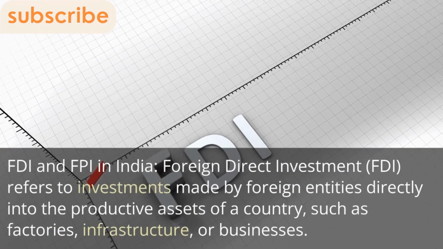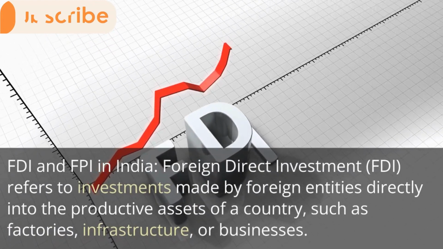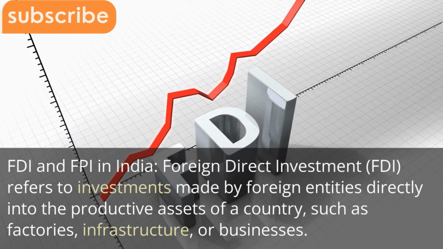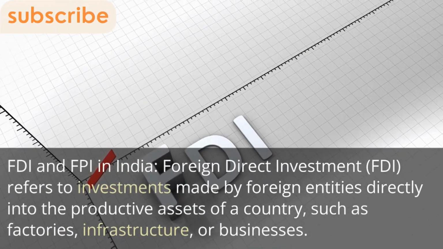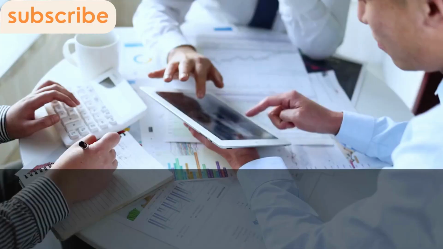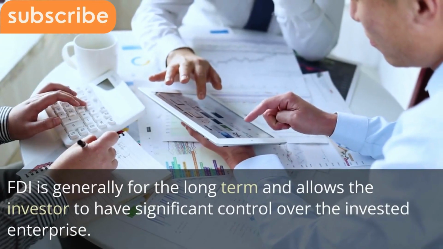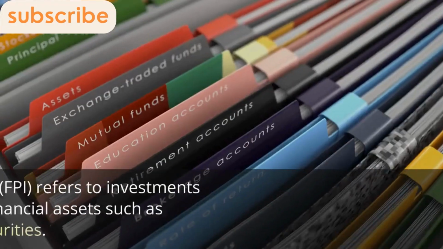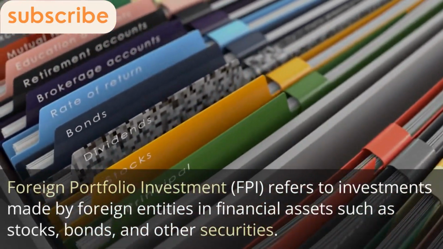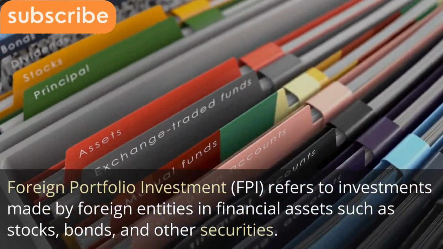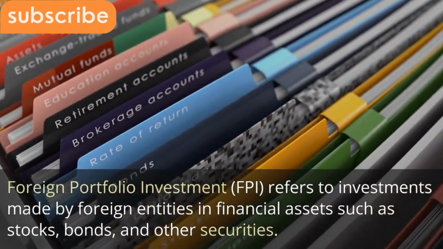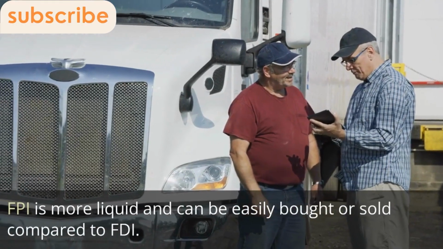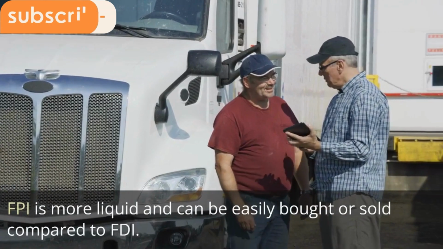FDI and FPI in India. Foreign direct investment, FDI, refers to investments made by foreign entities directly into the productive assets of a country, such as factories, infrastructure, or businesses. FDI is generally for the long term and allows the investor to have significant control over the invested enterprise. Foreign portfolio investment, FPI, refers to investments made by foreign entities in financial assets such as stocks, bonds, and other securities. FPI is more liquid and can be easily bought or sold compared to FDI.